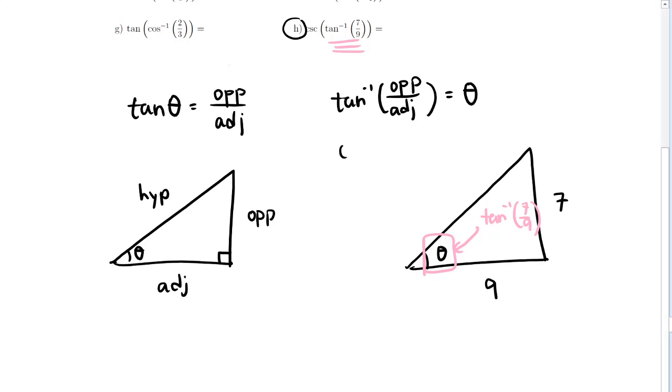Cosecant of an angle is, well, it's the reciprocal of the sine function. Sine is opposite over hypotenuse. Well, cosecant is the reciprocal, that's hypotenuse over opposite. And in this case, we already know what the opposite side length is. We just need the hypotenuse. We just need this missing side length. And we can find this with the Pythagorean theorem.